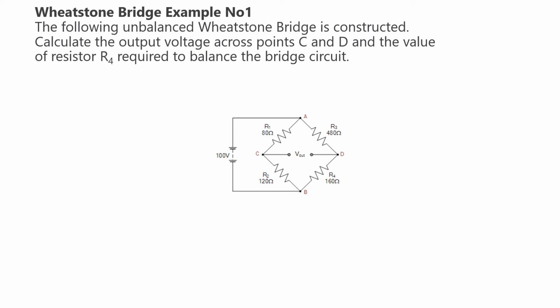Here, the value of resistor R1 is 80 ohms, R2 is 120 ohms, R3 is 480 ohms, R4 is 160 ohms. We have to measure the voltage across the points C and D. It is excited by a DC source of 100 volts. So this is about the circuit given.